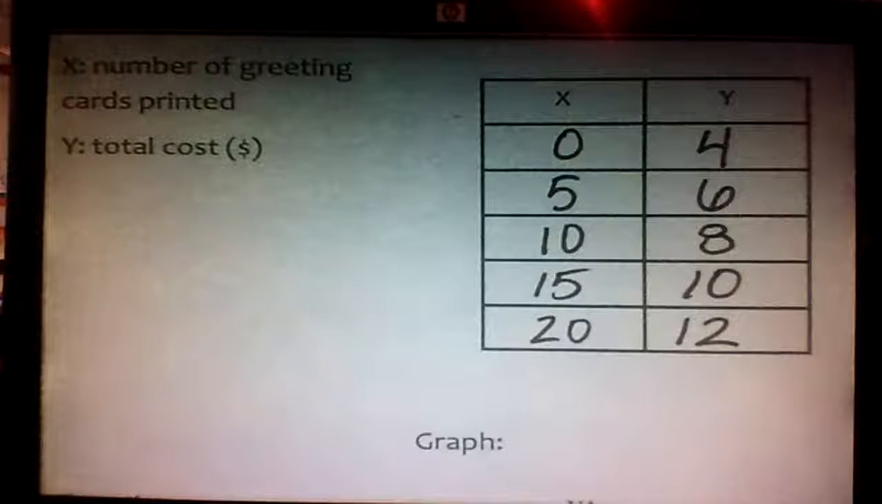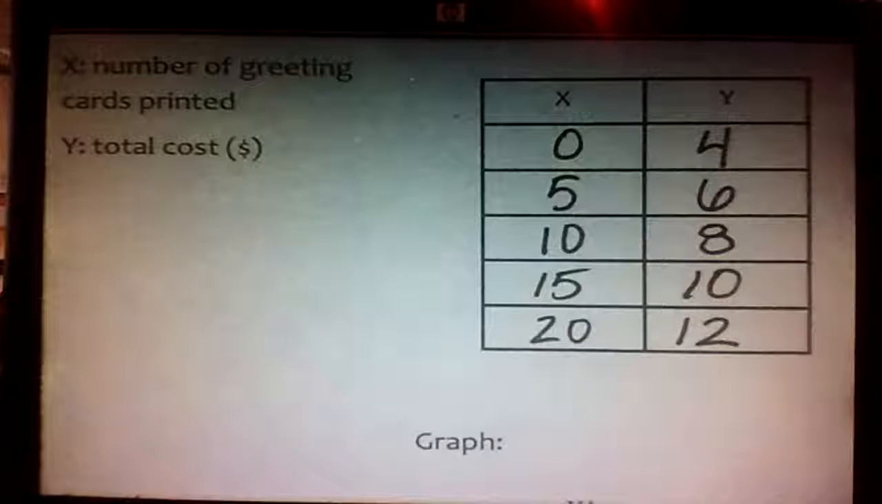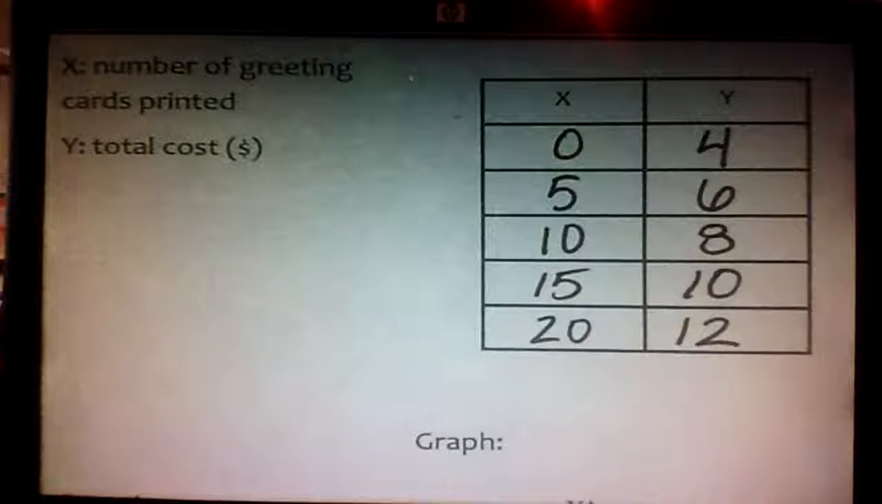Questions? Yes. You got it. That's your slope. X, I add 5. Y, I add 2. Yes. Okay.